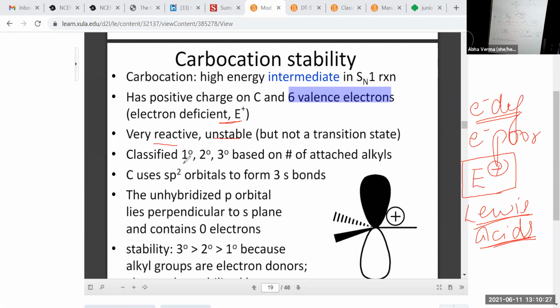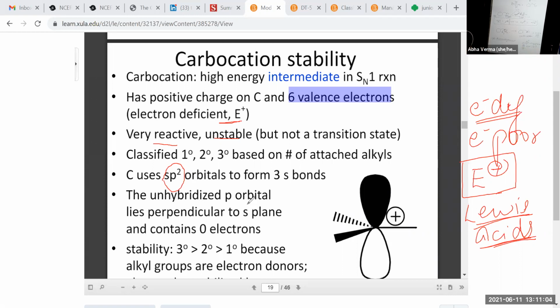So let's list out the properties of carbocations. First, it is sp2 hybridized. Who can tell me what is the geometry associated with sp2 hybridization? It is very good. Trigonal planar. It's a flat molecule. And these are electron deficient, 6 valence electrons, and hence an electrophile.